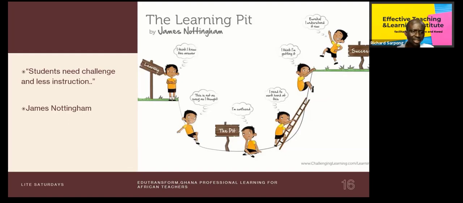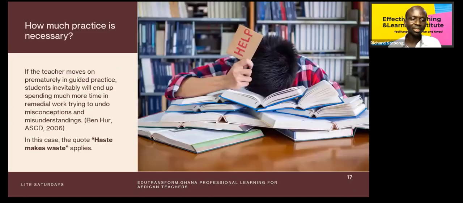So it's important, as James Nottingham said, that we provide students with challenge and less instruction. And you give them challenge through guided and independent practice work, where they receive assistance through the guided practice, and independent practice where, after they have mastered it, they now do more complex tasks. So if we do it that way, then we will lead a number of students to a greater level of success.